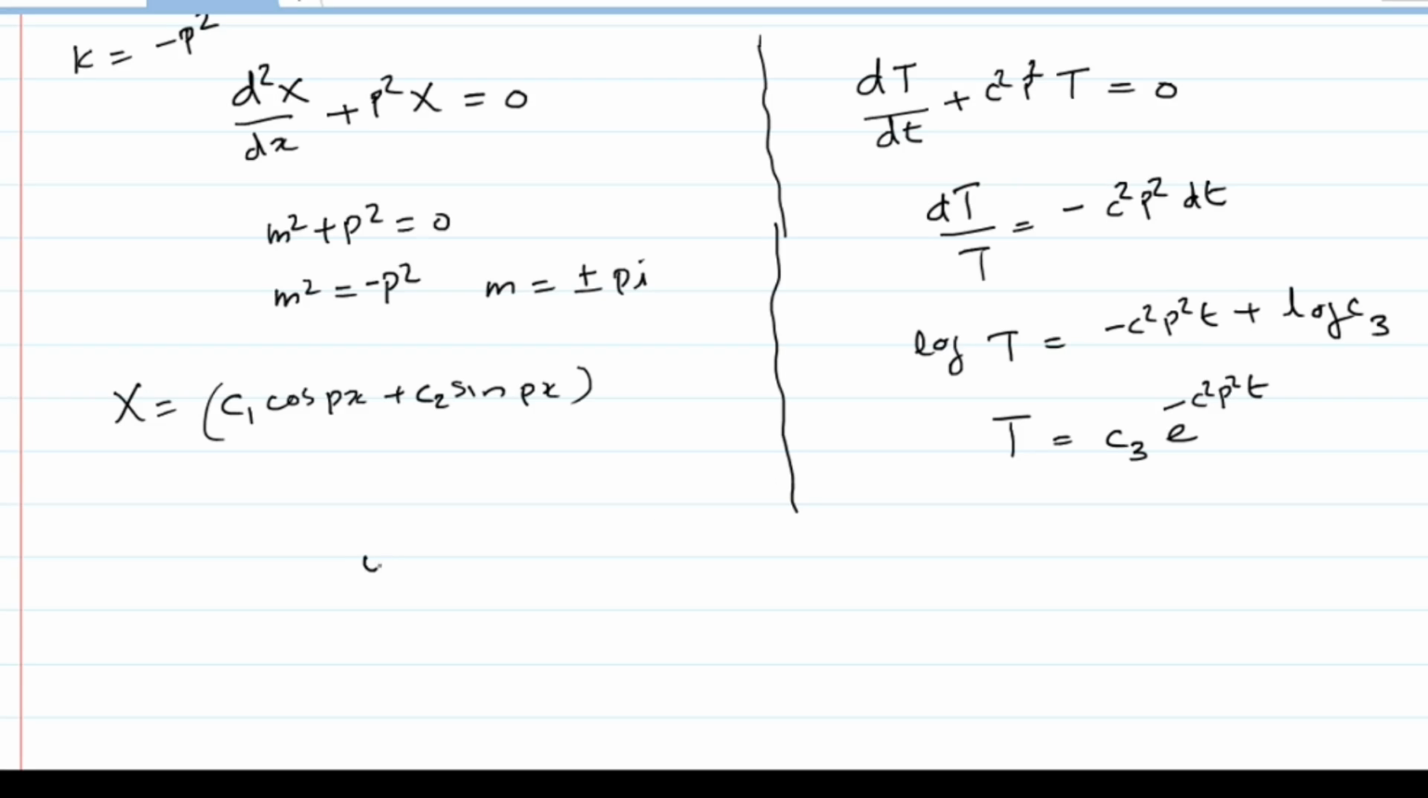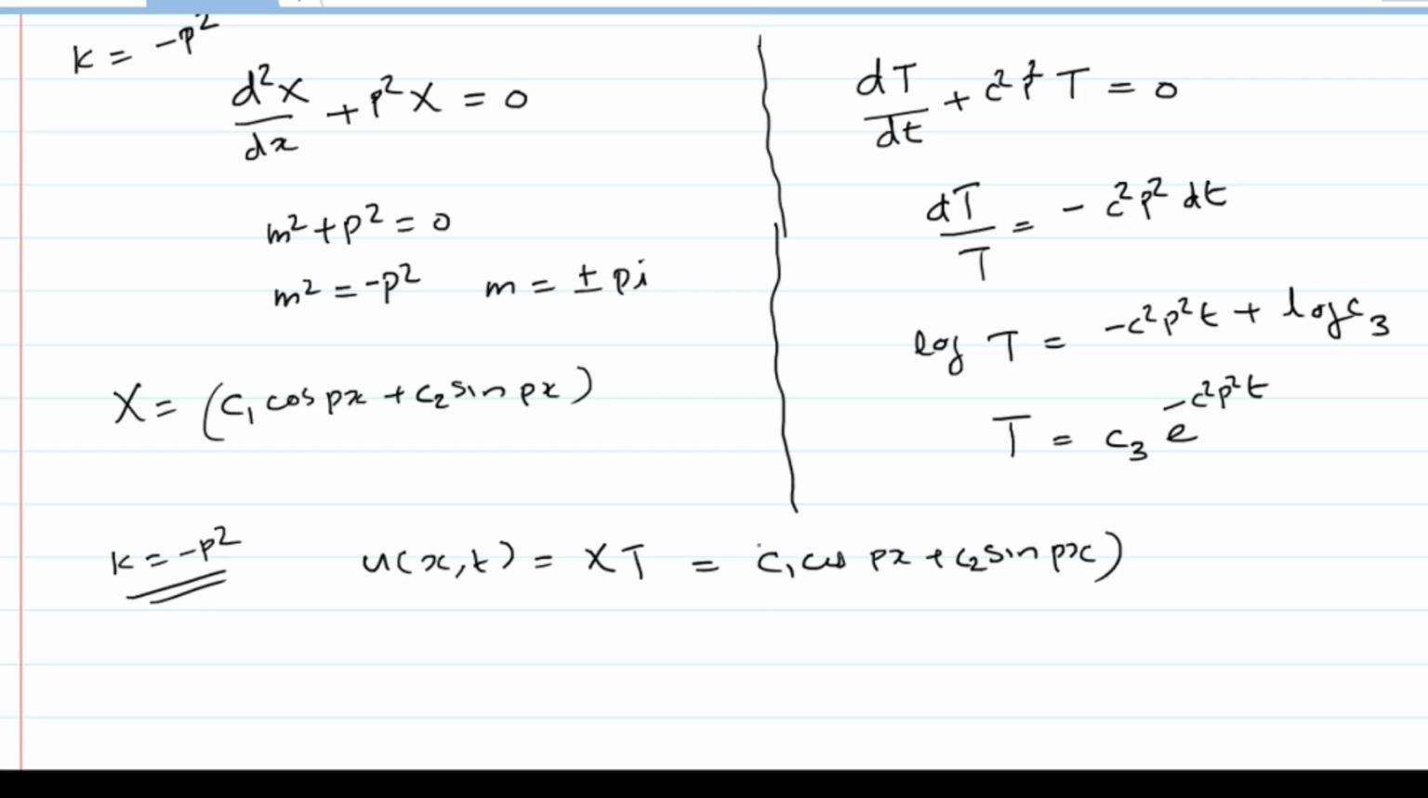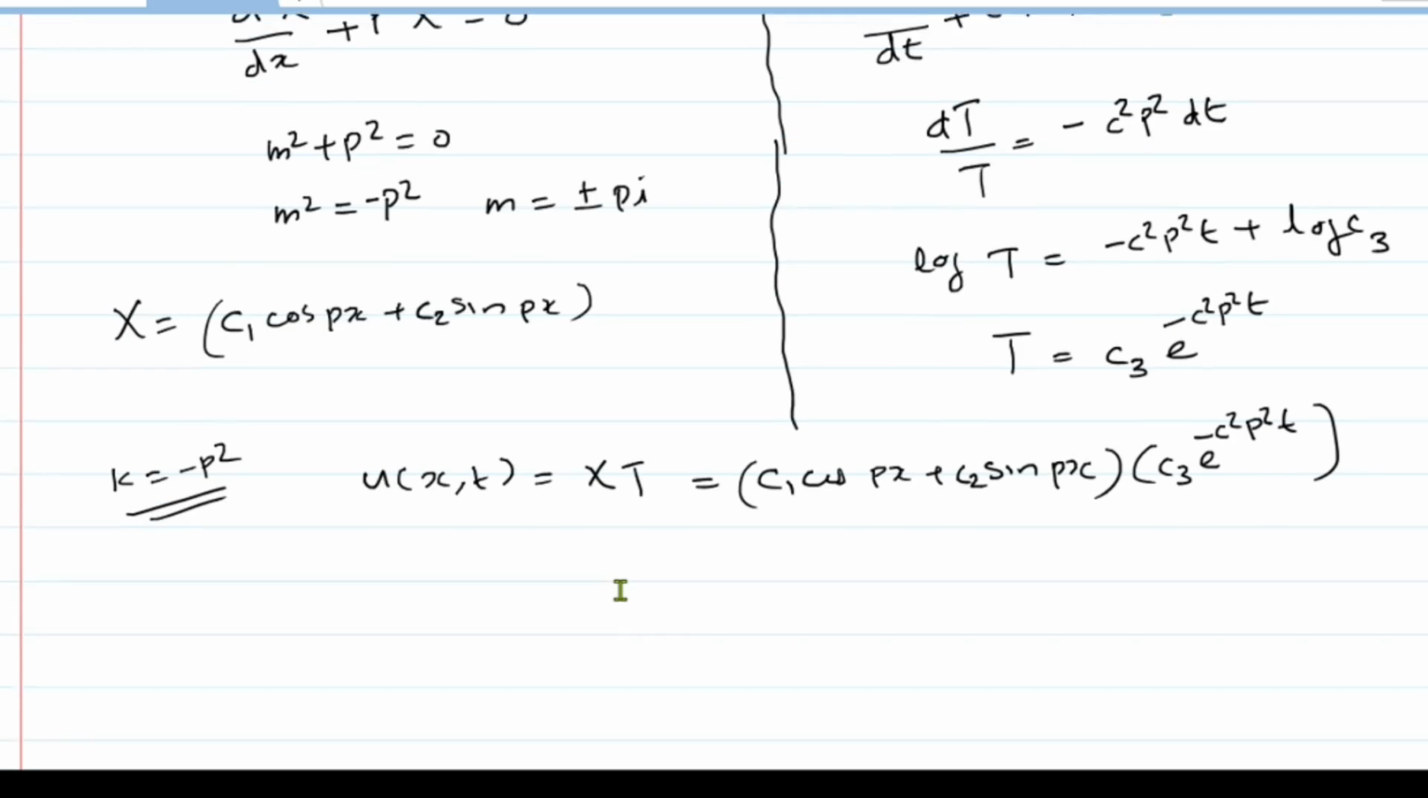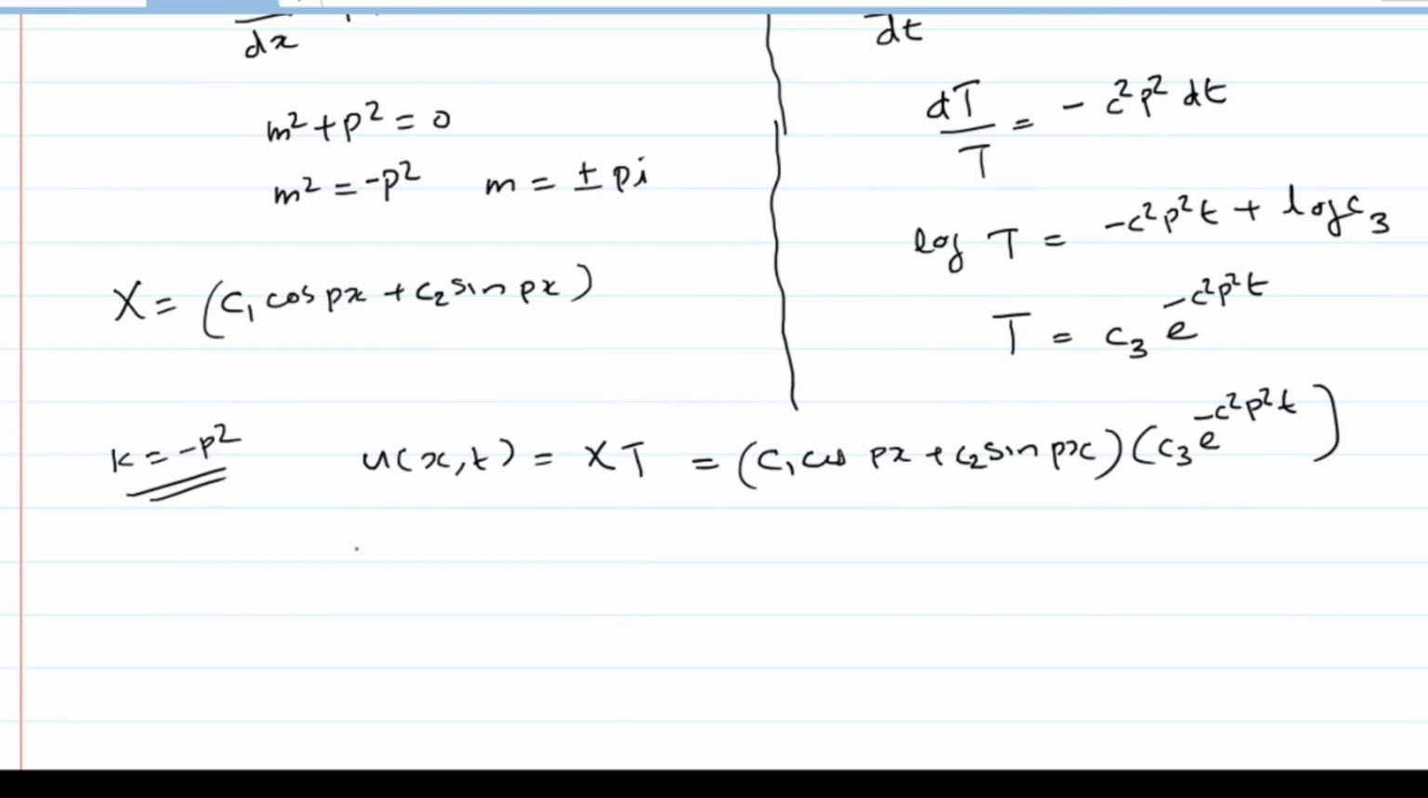So our solution for case k equal to minus p square, we have u of x,t is equal to capital X T is equal to c1 cos px plus c2 sin px into c3 e raised to minus c square p square t. This is the case for k equal to minus p square.